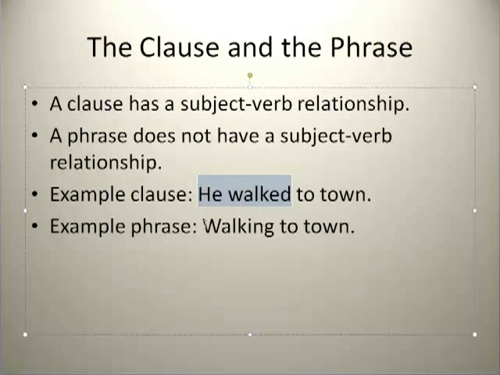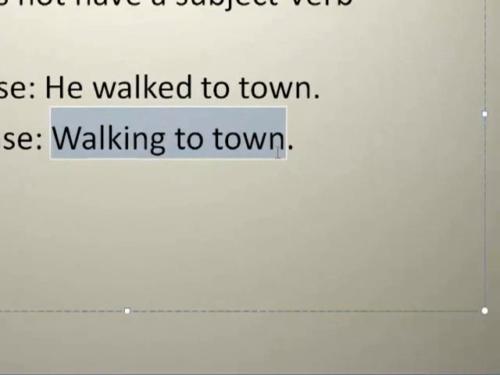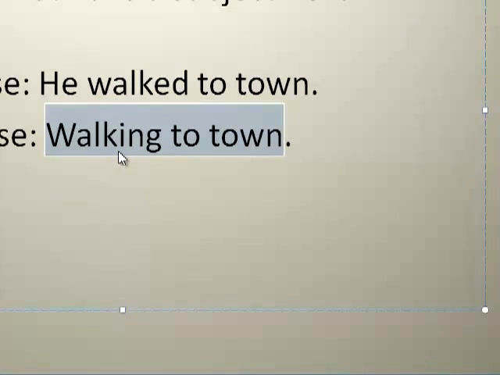Here is an example phrase. Walking to town. We have something here that could be functioning as a verb, but where is the subject? Well, we don't have one. So this cannot be a clause if it does not contain both a subject and a verb. This is a phrase, not a clause.